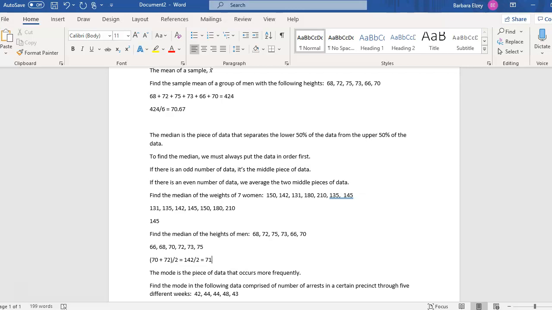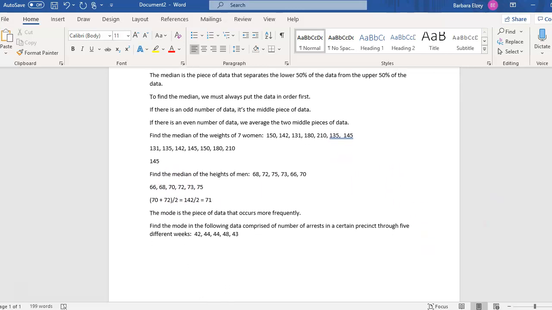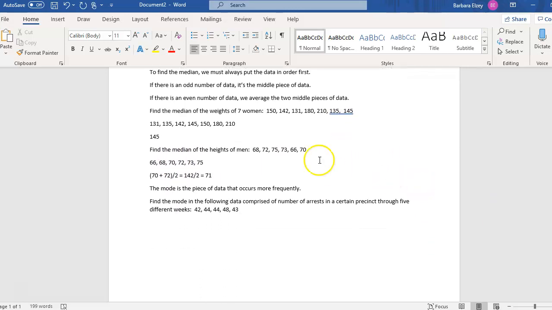So if it's an odd number of data, once they're in order, we can just pick it out right there in the middle. If it's an even number of data, we take the 2 pieces that are in the middle and we average them together. And notice if we were to stick that 71 right there, there would be 3 pieces of data to the left and there'd be 3 pieces of data to the right. Always the same number on both sides of the median.